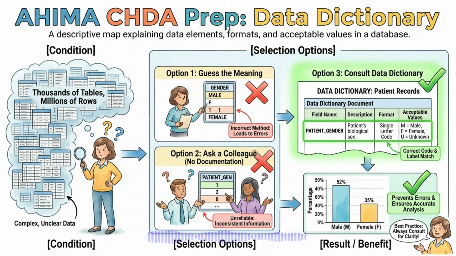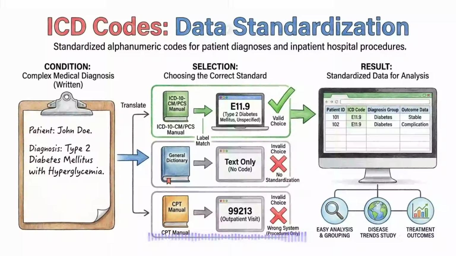Always consulting the data dictionary is a best practice that prevents massive errors when you are preparing data for a complex analysis. To make healthcare data uniform and easy to analyze, the industry relies heavily on standardized clinical coding systems. One of the most important systems you will encounter is the International Classification of Diseases, commonly known as ICD codes.